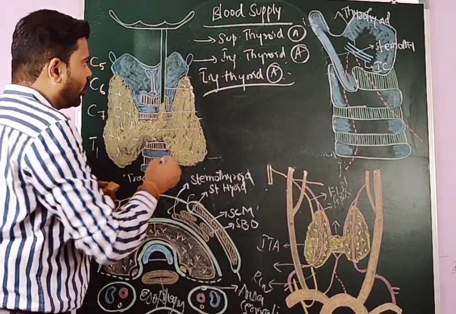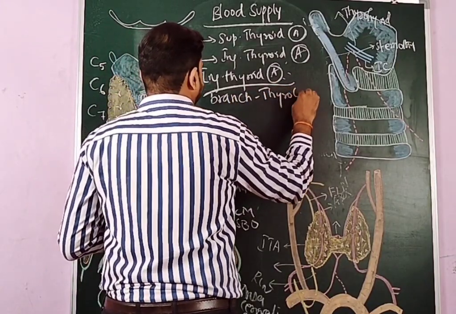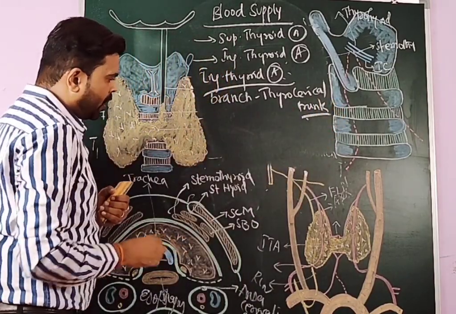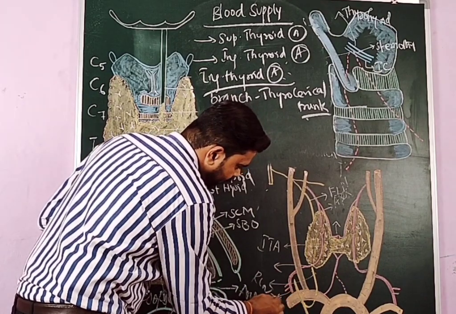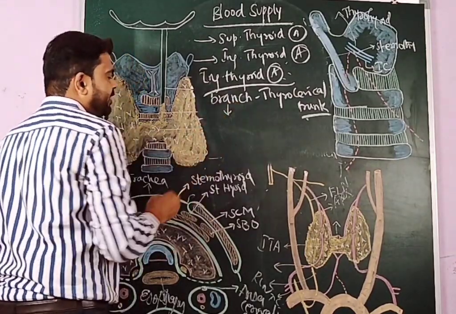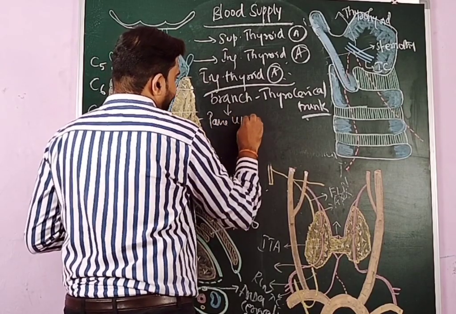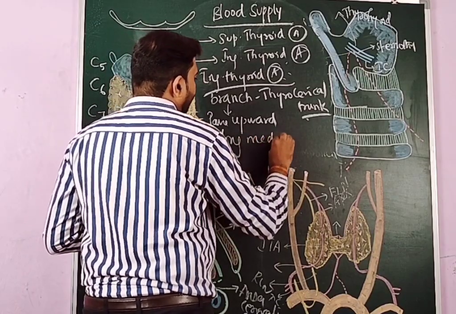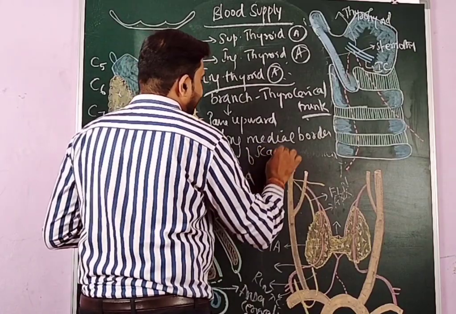So this inferior thyroid artery is a branch of the thyrocervical trunk. You can see this diagram. If you see the course of the inferior thyroid artery, it passes upwards along the medial border of the scalenus anterior muscle.